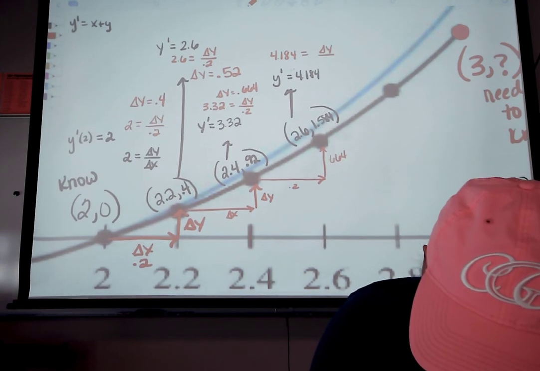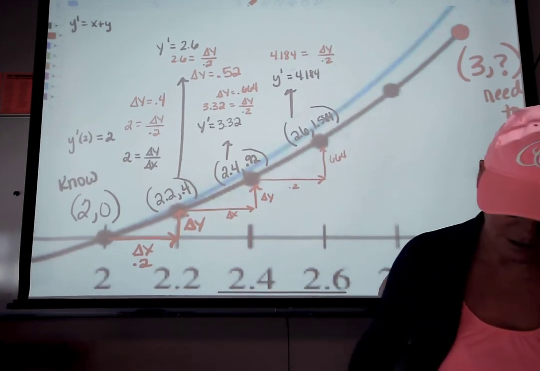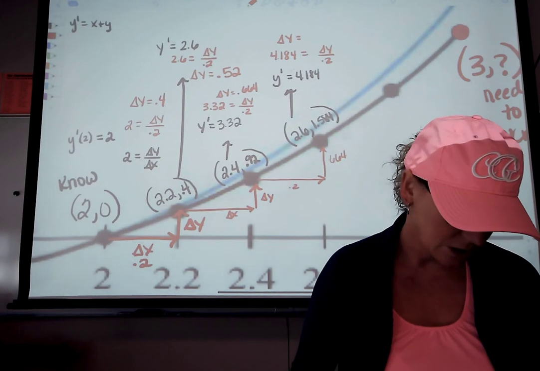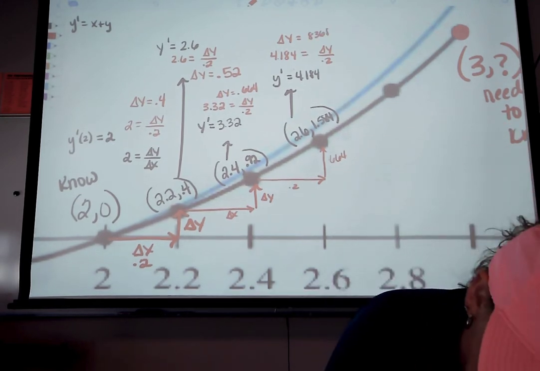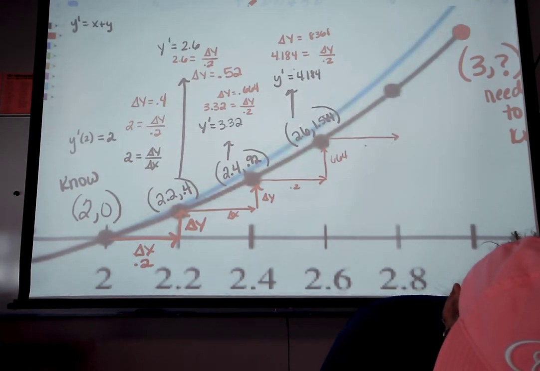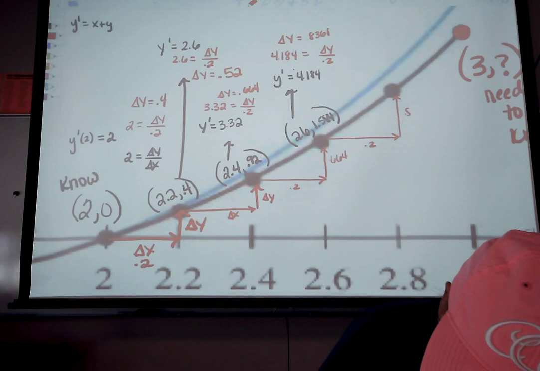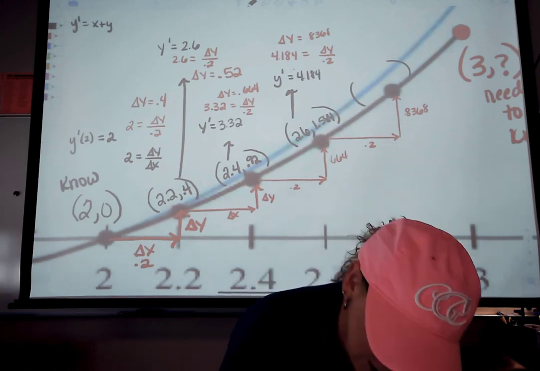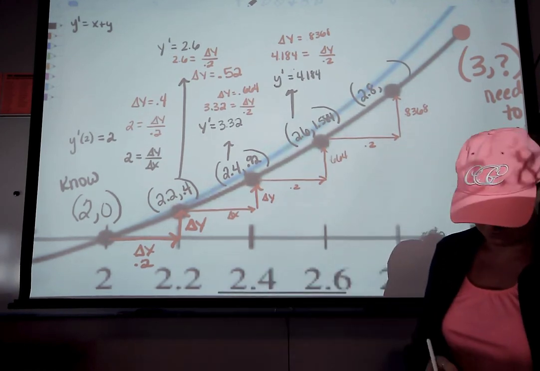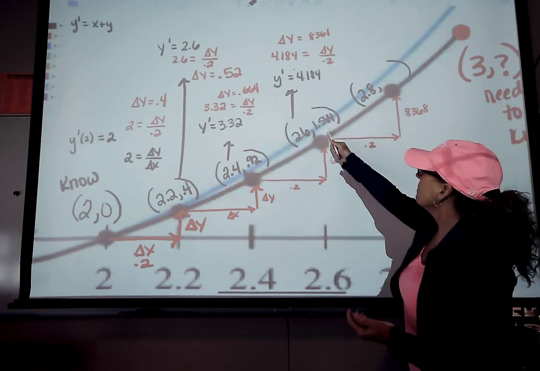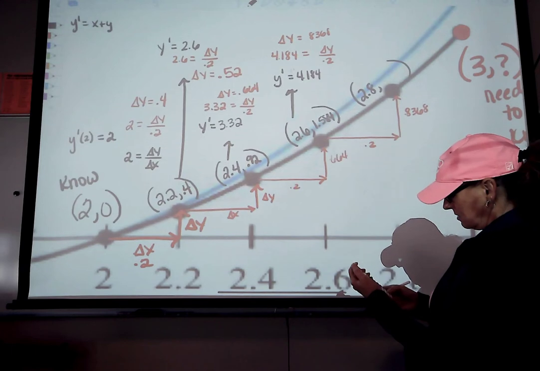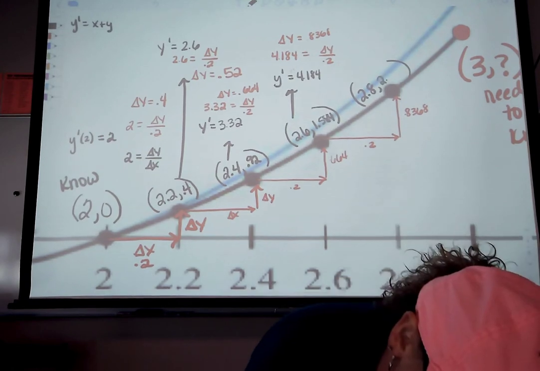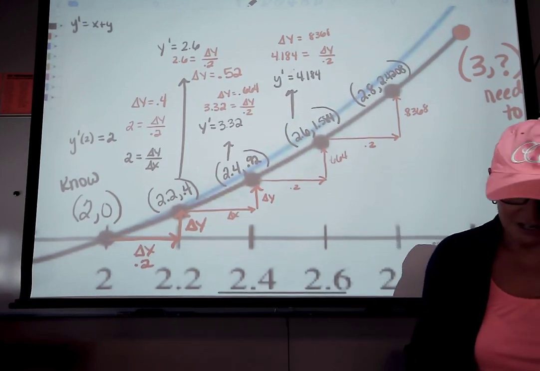4.184 is supposed to represent change in y over change in x. Times 0.2, 0.8368. That means this went over, oh, we're almost there. 0.2 over, up 0.8368. So then my new ordered pair is 2.8 comma. The old y value plus the change in y, 2.4208. We're almost there. Last one.